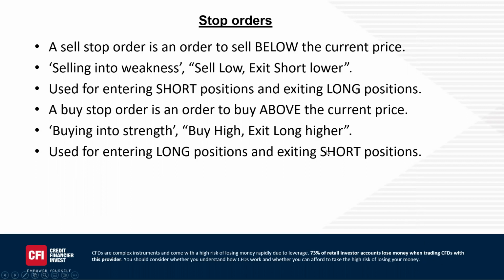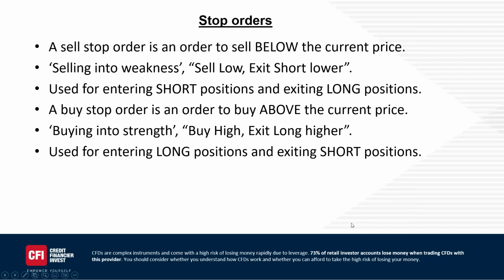So stop orders. A sell stop order is an order to sell below the current price. So what you're doing is you are selling into weakness. Sell low, exit short even lower. And these are used for entering short positions and exiting long positions. A buy stop order is an order to buy above the current price. You're buying into strength: buy high, exit long even higher. And these are used for entering long positions and exiting short positions.